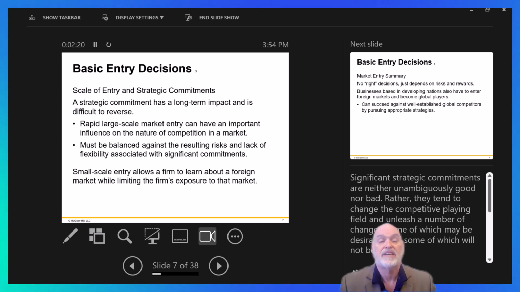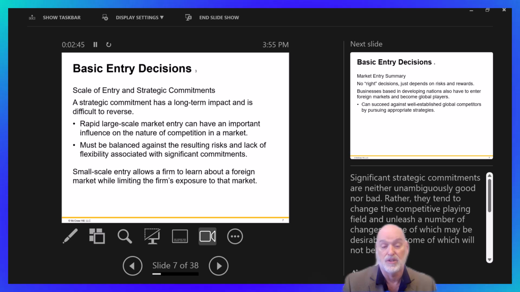So the scale of entry and strategic commitments. A strategic commitment has a long-term impact and is difficult to reverse. Rapid, large-scale market entry can have an important influence on the nature of competition in the market, meaning that if you're a huge company and you decide to make a play for a foreign market and you're a big player, you may scare away competition that may not have as many resources as you do.